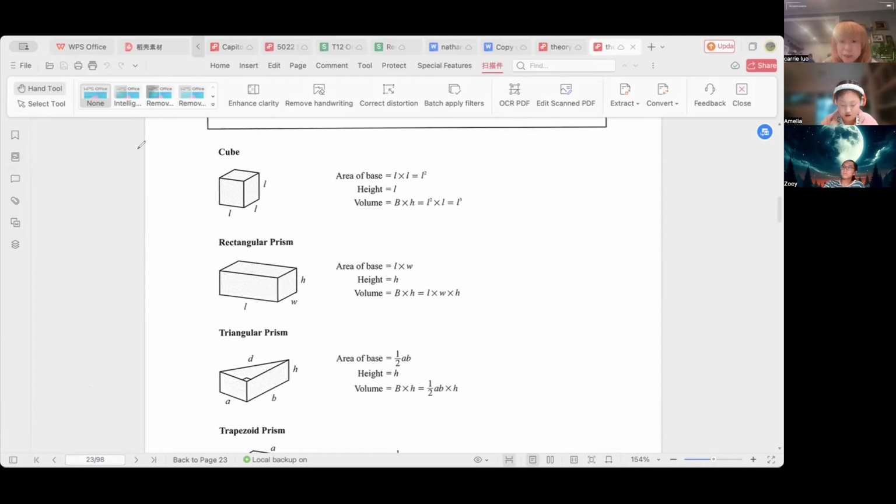So the basic formula, the concept is what? It's basic: base times height. That is volume. All the volume is base times height. But there's a very important thing: this base must be the same through this height.